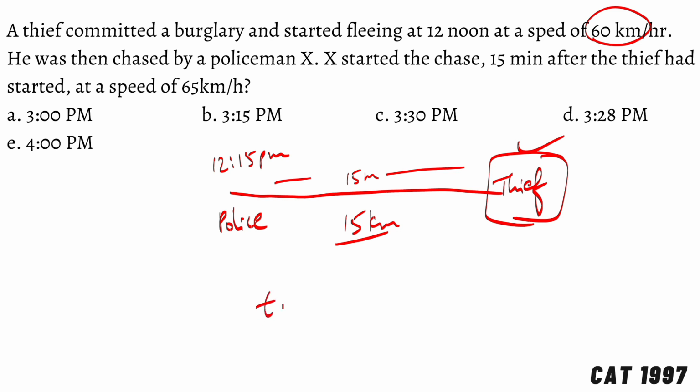So time is distance by speed, and distance here is 15 kilometers, and speed is, what's the relative speed? 65 minus 60, that is 5 kilometers per hour. So 3 hours are required for the police from 12:15 p.m. to catch the thief. So 12:15 plus 3, that is equal to 3:15 p.m.